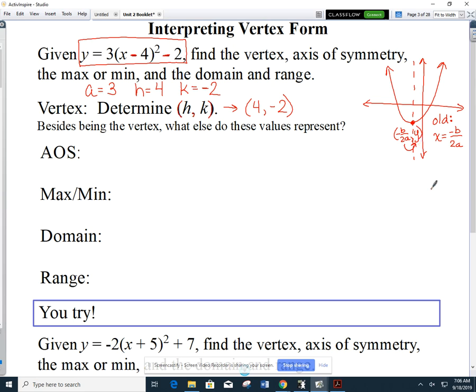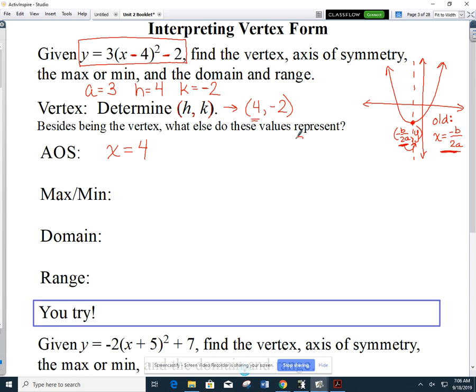But here, if we know that the vertex is on the axis of symmetry, then they're going to share this x value. So this x value matches the vertex x value. So it's pretty simple. It's just x equals 4. And you have to write x equals because it's a line. So an entire vertical line has to start with x equals.